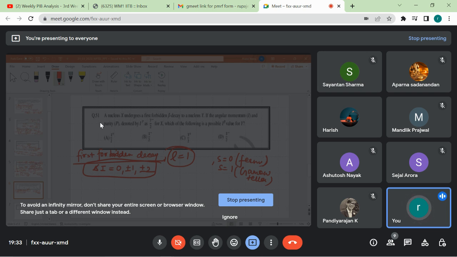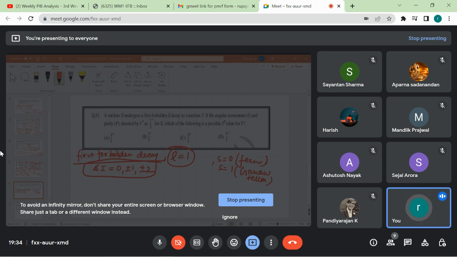I hope the question is clear to everyone. See, L is equals to 1, that means there will be a change in parity. Parity is minus 1 raised to the power L. So if L is 1, parity will change. So we can ignore these two, B and D. These two options are wrong because parity is not changing in them. Now 7 by 2 and 1 by 2. So delta I will be 7 by 2 minus 1 by 2, so it will be 6 by 2 is equals to 3.